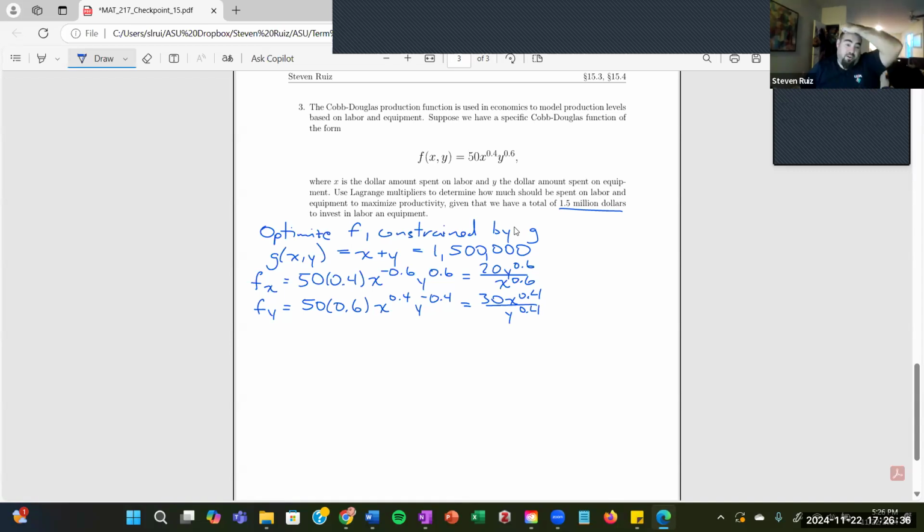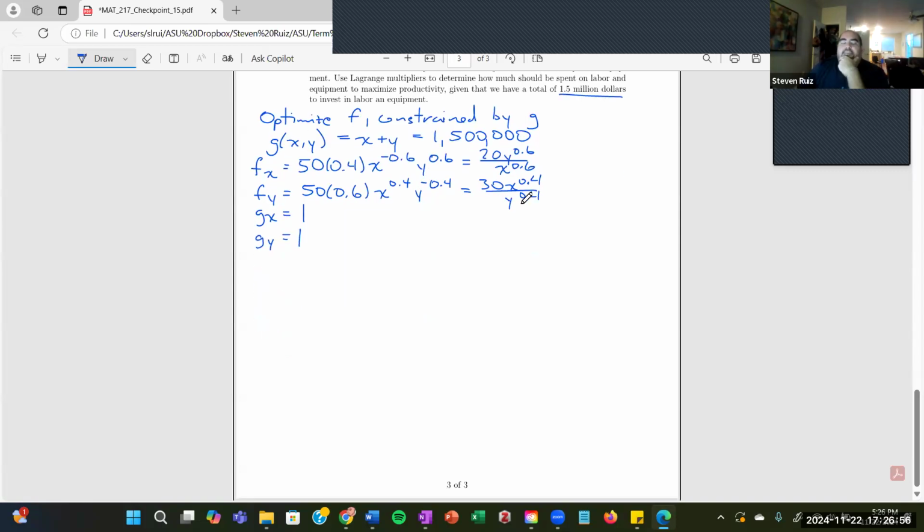All right, so here are my two partials of F, but now I'm going to do something similar with G, and those are going to be much simpler. Those are going to both simply be 1. So then how do I continue this?